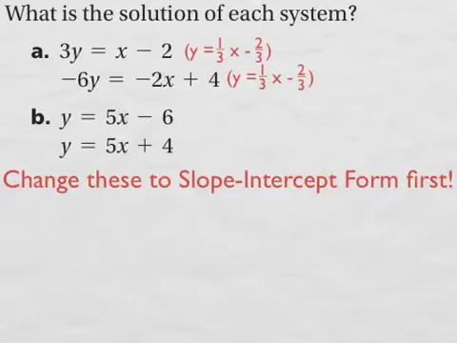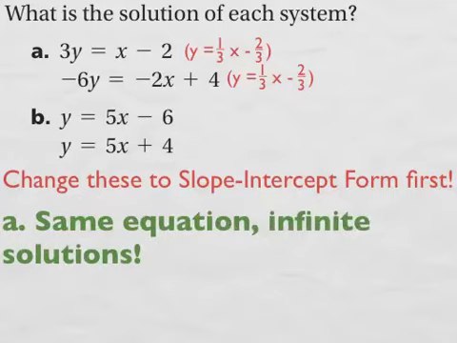Notice I have y equals 1/3 x minus 2/3, and then I also have y equals 1/3 x minus 2/3. It's pretty clear that both of these lines have the same slope and the same y-intercept. Because that is the case for A, I can say that this is the same equation, so it's going to be the same line, which means it has an infinite number of solutions.